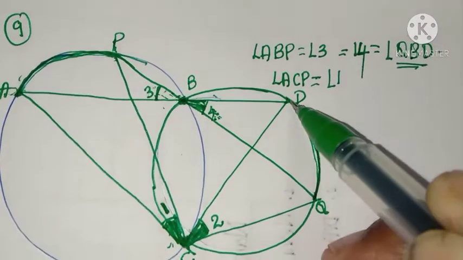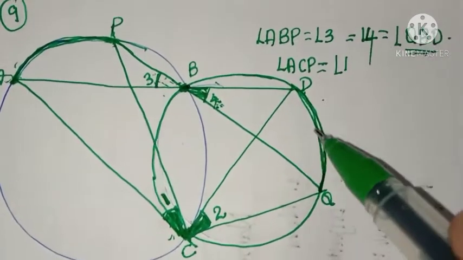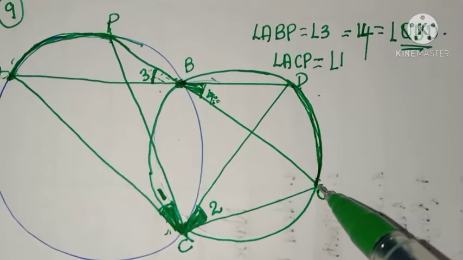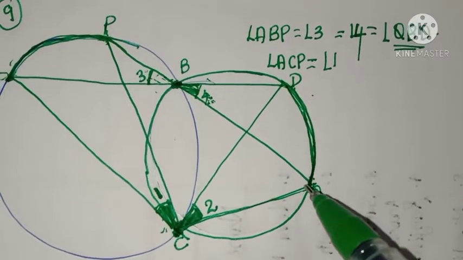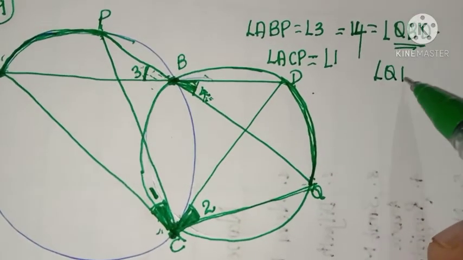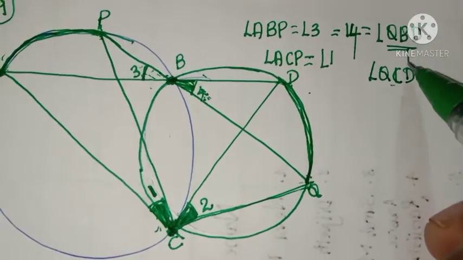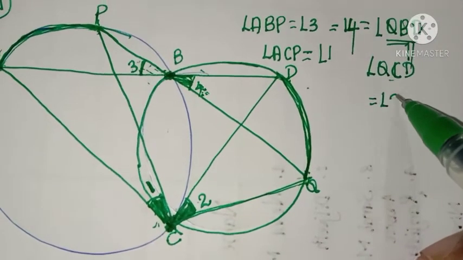So angle QBD is the angle made by this arc QD. So this arc QD makes an angle at a point B. Now listen, the same arc QD makes an angle at a point C. What is it? QCD. So angle QBD and angle QCD are equal. Now angle QCD is 2.